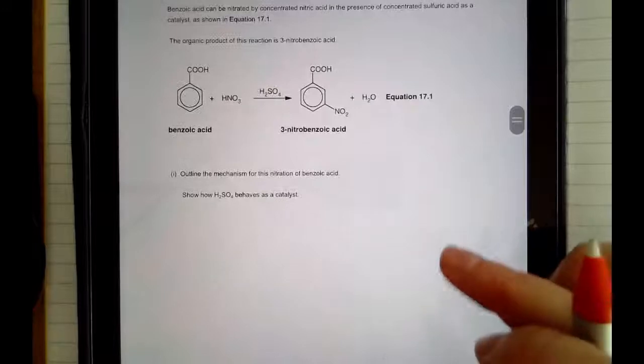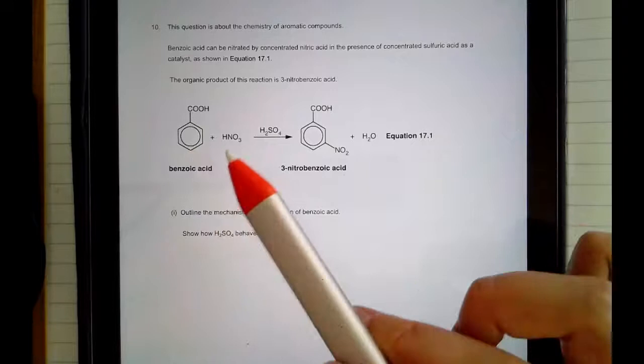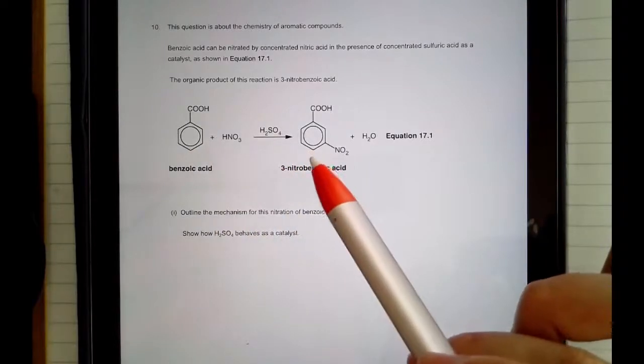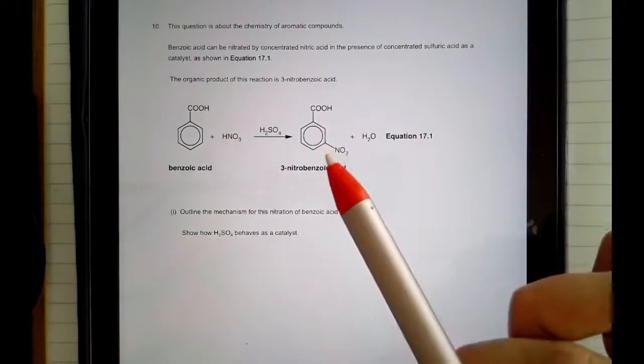The next question is about the nitration of benzene. In this case, it's benzoic acid, but it doesn't affect how you do the mechanism. It's exactly the same as the one that we did in our notes. What you do need to be mindful of is the position.